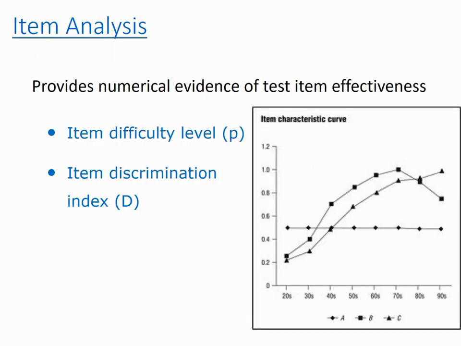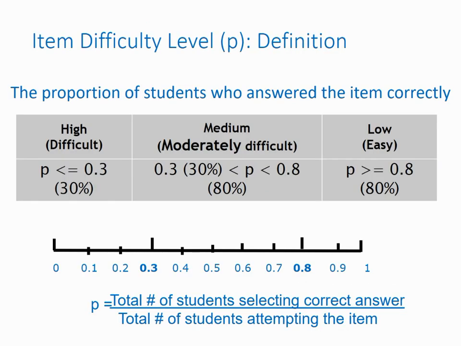Quantitative item analysis provides numerical and graphical evidence of test item effectiveness. We generally discuss this type of item analysis in the form of P and D, the item difficulty and the item discrimination index. Item difficulty describes the proportion of students who answered the item correctly. As it is a proportion, it ranges from 0 to 1, with 0 being the most difficult item or hardly anyone getting the item correct, versus 1, where everyone answers the item correctly.